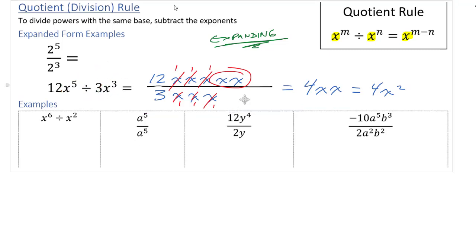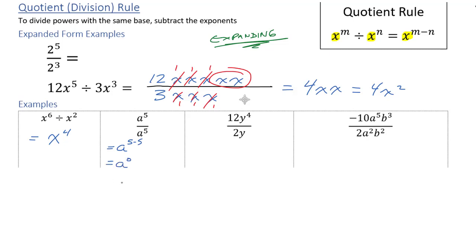All right, so let's just do these ones really quick here. Let's not mess around too much. The first one here, x to the 6 divided by x to the 2. You're just going to subtract them, it's x to the 4. What about this one? I really want to talk about it briefly, but it's important. a to the 5 divided by a to the 5. Well, if I subtract the exponents, 5 minus 5, it's a to the 0.